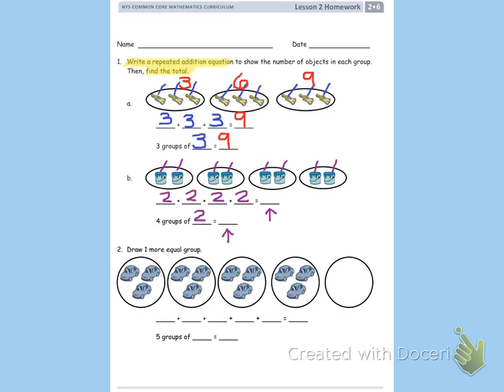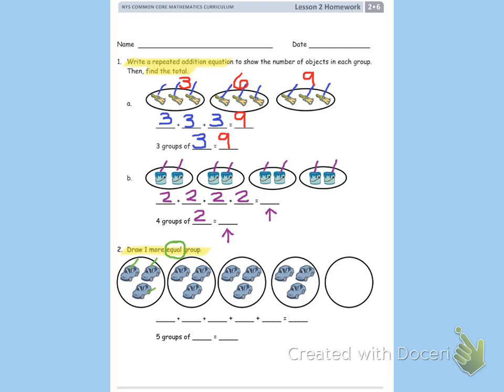Problem 2. Draw 1 more equal group. I'll highlight that now. Draw 1 more equal group. And I'm even going to circle the word equal to remind myself that each group has to have the same number of objects in it. As you can see, the objects this time are cars. Let's go ahead and make a repeated addition equation.